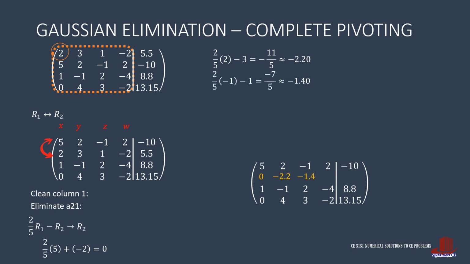The third is 2/5 of negative 1 minus 1, resulting to negative 7/5 or negative 1.4. Then 2/5 of 2 minus negative 2 is 14/5 or 2.8. The last element is solved as 2/5 of negative 10 minus 5.5, which becomes negative 19/2 or negative 9.5.